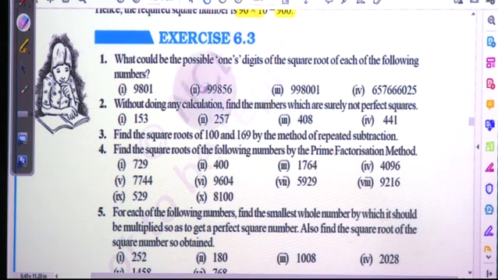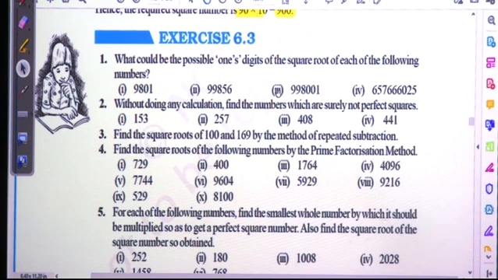Proceeding further, without doing any calculation, find the numbers which are surely not perfect squares. We are not going to do any calculation and find the numbers which are surely not perfect squares. Now, do you remember what we had studied in the previous part of this chapter?